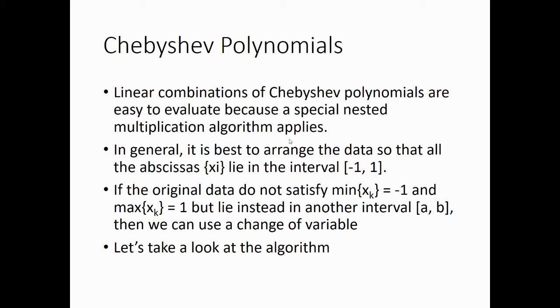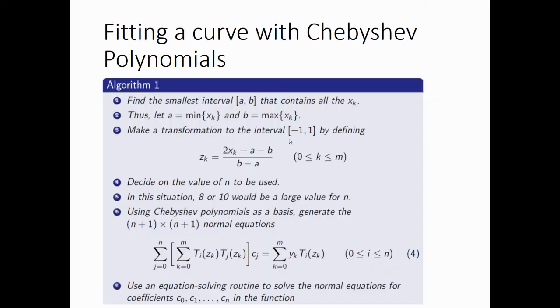And then you can apply the algorithm, which is on the next slide here, which is how you fit a curve with Chebyshev polynomials. Basically find the smallest interval [a, b] that contains all the x sub k. Let a equal min x sub k and b equal max of x sub k. Then transform it to the interval minus 1, 1 by defining z sub k.